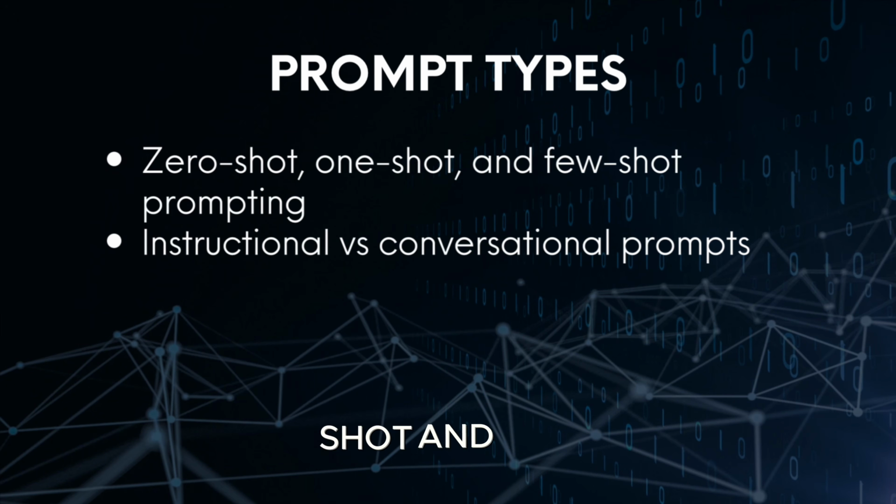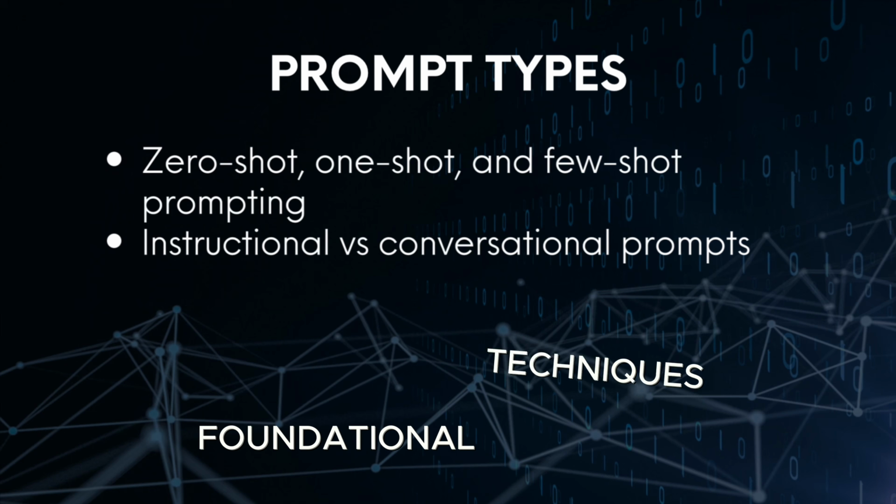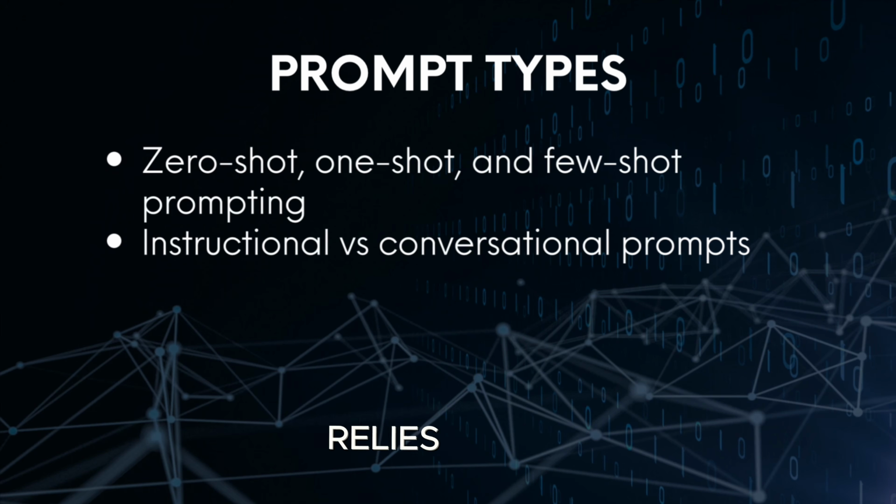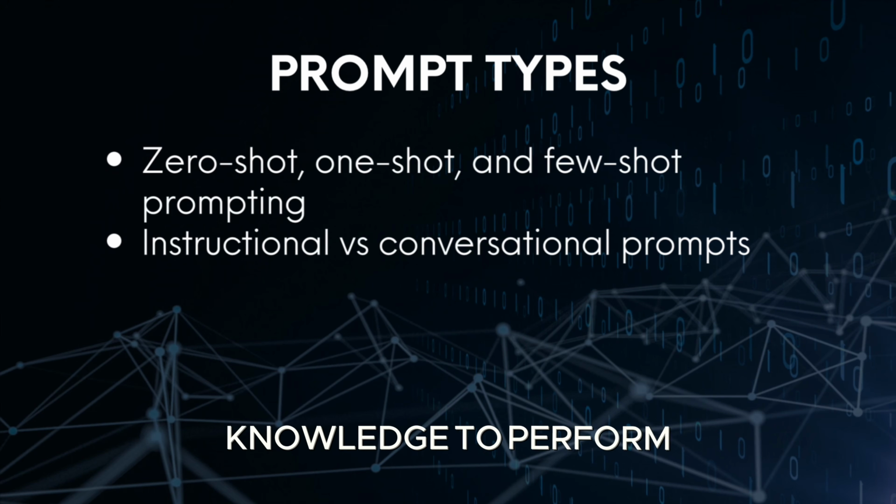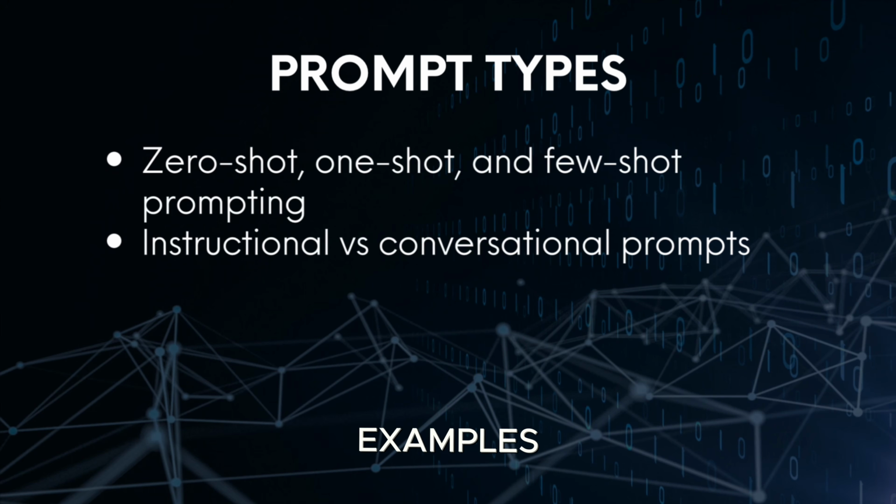So zero-shot and few-shot examples are foundational techniques. Zero-shot prompting relies on the model's existing knowledge to perform tasks without specific examples. And then few-shot prompting provides a small number of examples to guide the model's understanding and output. And now let's take a look at chain of thought or tree of thought techniques.